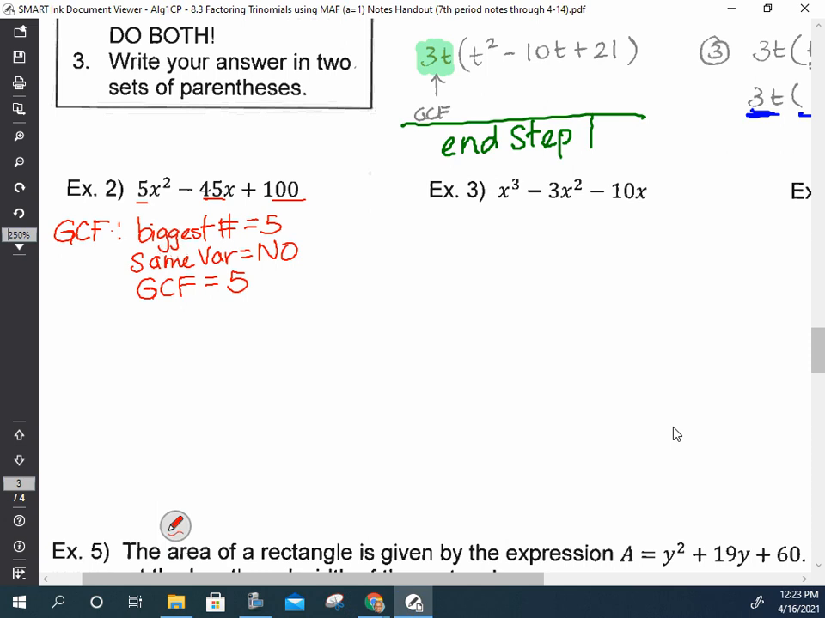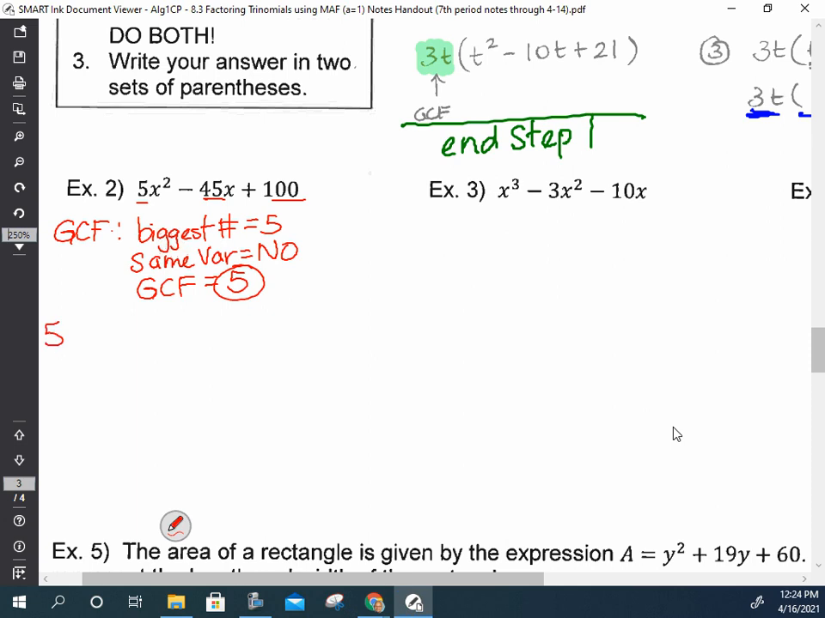So again, you don't have to keep writing this if you know the steps now. For all intents and purposes, you can just write GCF equals 5 and then keep it moving, if you know what the steps are at this point. Since the GCF is 5, now you gotta divide it out.